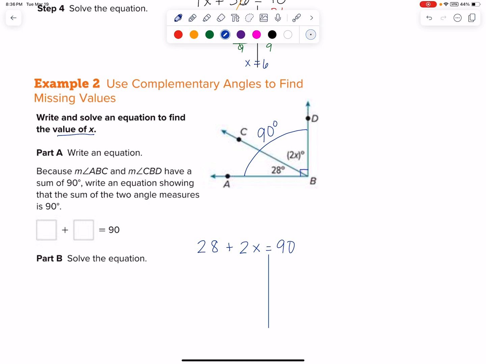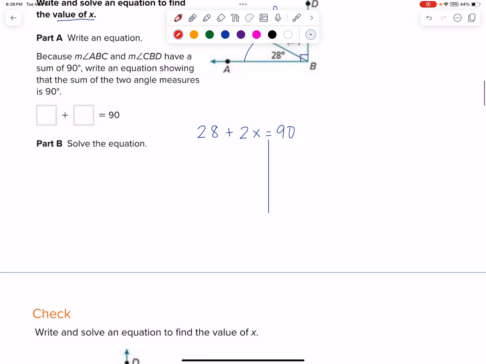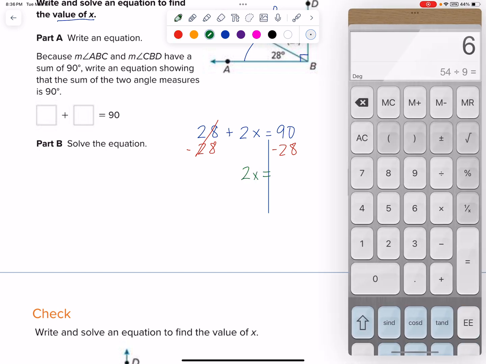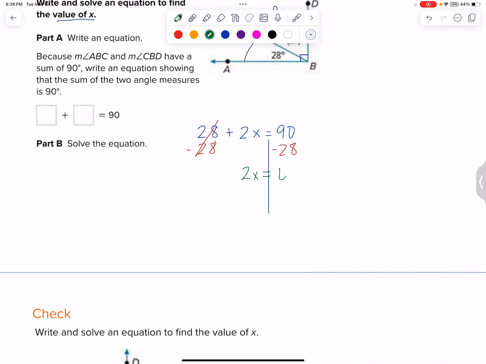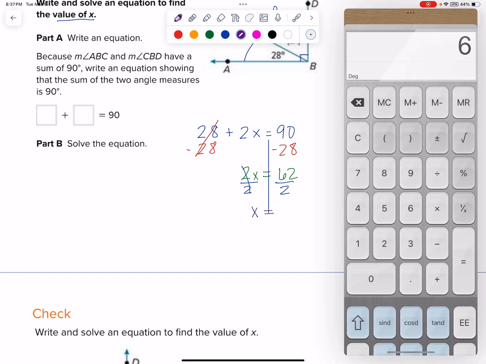Okay, so let's go ahead and isolate the variable. We're solving a variable, so opposite order of operations, or SADMEG. So minus 28 to both sides. Cross that out, and we end up with 2x equals 90 minus 28 is 62. Let's isolate our variable. So divide both sides by 2, and we have x equals half of 62, should be 31.